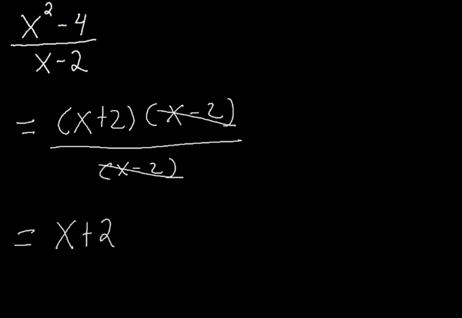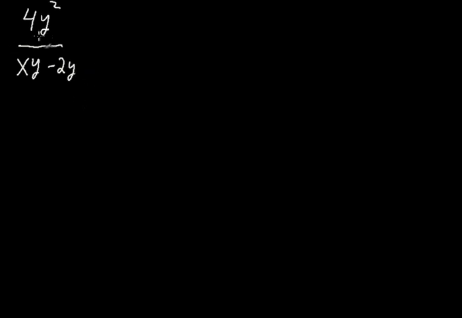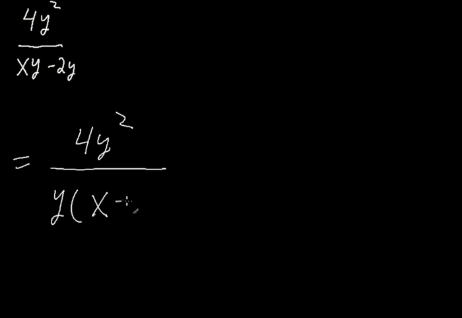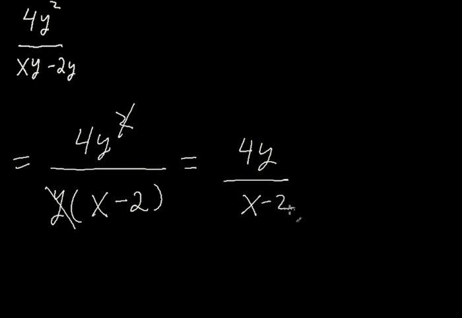All right, well, I hope that helps. Let's look at the next example. I have 4y squared over xy minus 2y. What could I simplify here? It looks like I could probably pull out a y in the denominator. Numerator is pretty simplified already. It's a monomial. So if I factor out a y, I would leave x minus 2. And it does look like I'm able to cancel that y and then cancel that 2. Okay, well, what can I do? It looks like that's it. So it'd just be 4y over x minus 2.